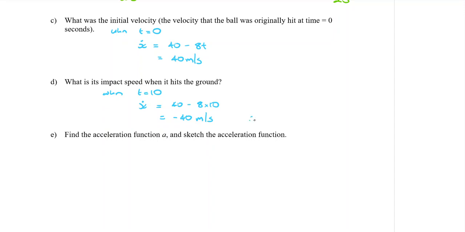But because of the wording of the question, it is important that I give the answer that I need. It asks for a speed. So I'm going to say, therefore, impact speed is a positive 40 meters per second. You take the direction out of it. The negative means it was coming down. Obviously, it was coming down to hit the ground. But we just want the 40 meters per second. E.